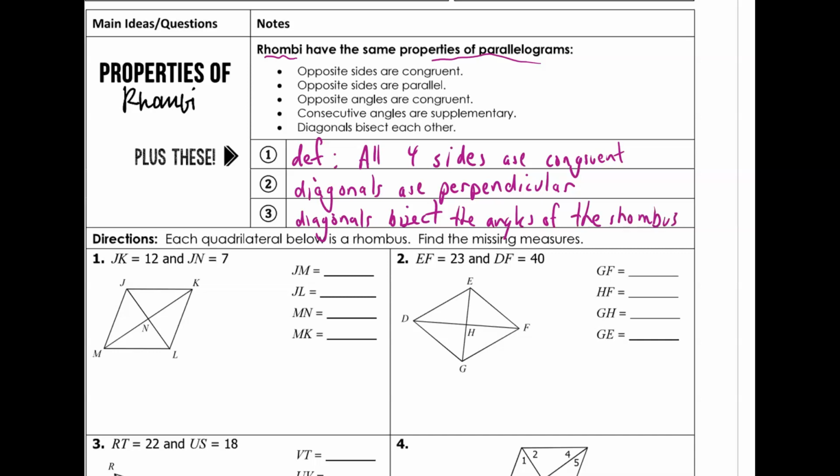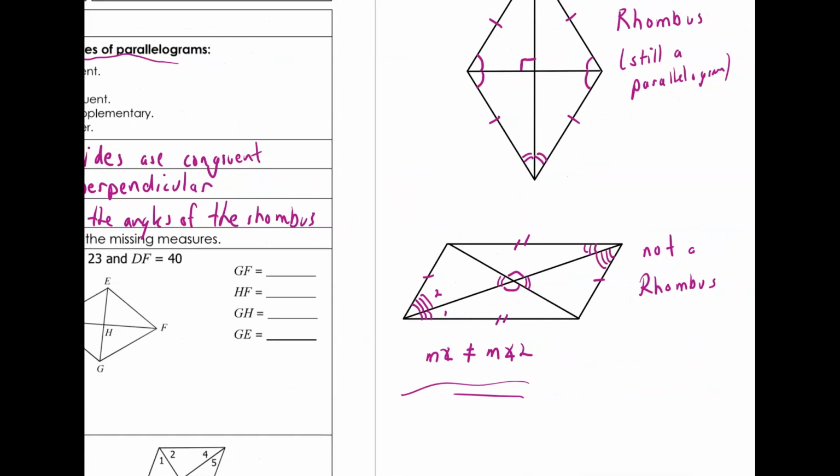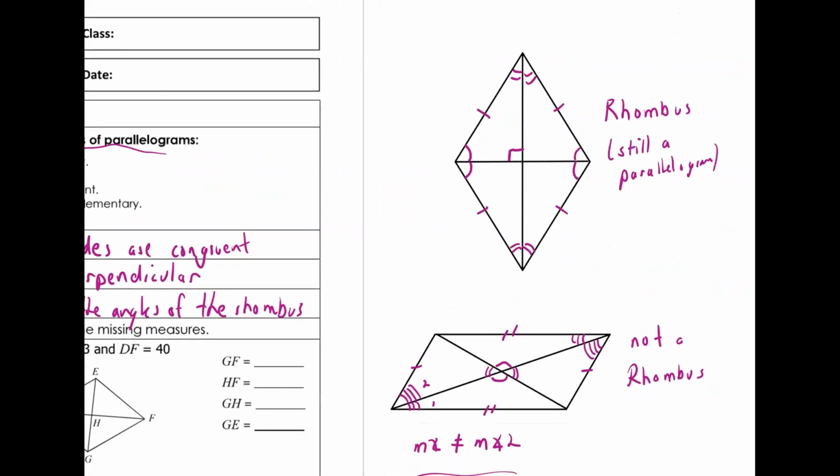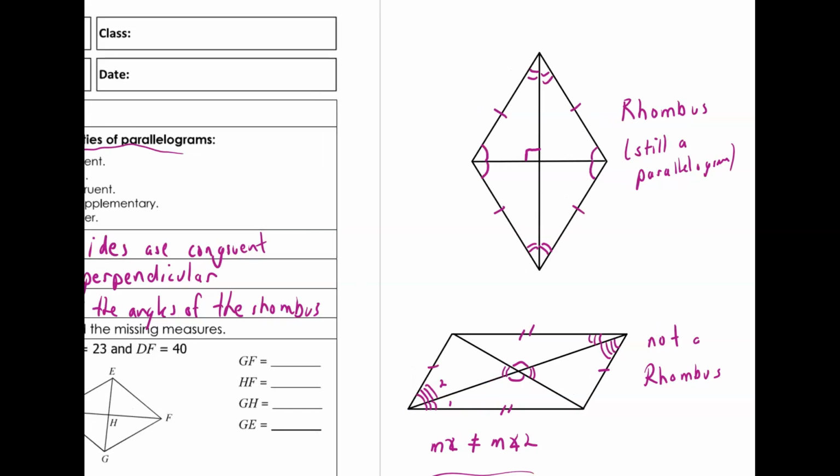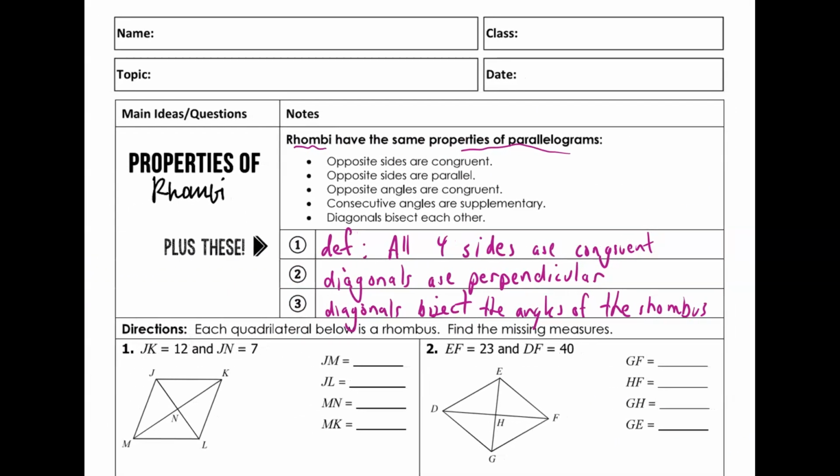All right, so keeping those things in mind, you probably want to draw it out so you can see the angles that are equal here and the perpendicular angles. And this is what we're going to see for all rhombi. All right, so let's look at our first example.